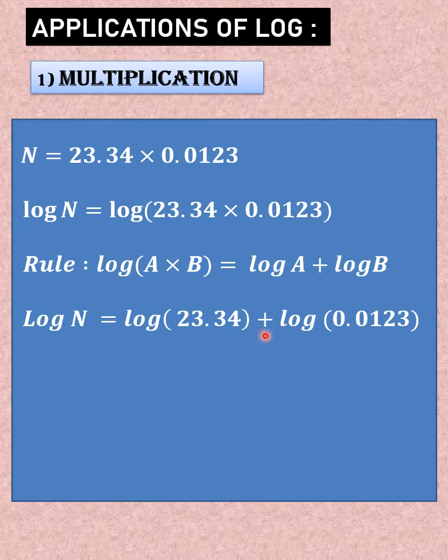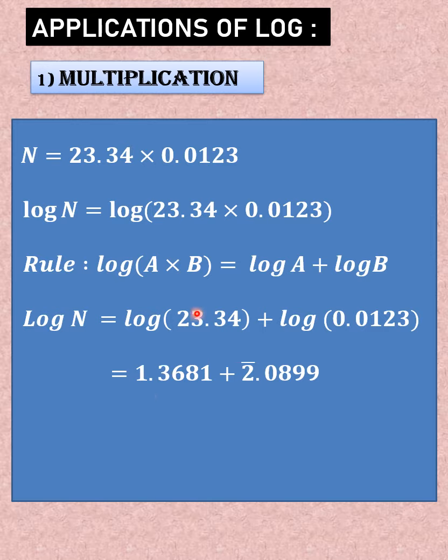Then we have to take the log of the given numbers. To take the log of a given number, we use the formula that we already studied. First we have to know the characteristic. What is the characteristic of this number 23.34? There are two digits in the integral part of the given number, so 2 minus 1, which is 1. So 1 is the characteristic of the given number.